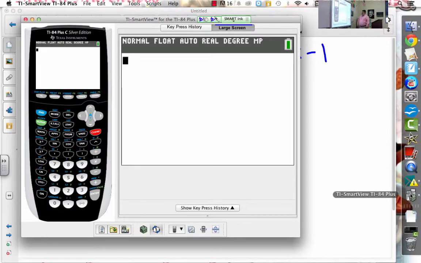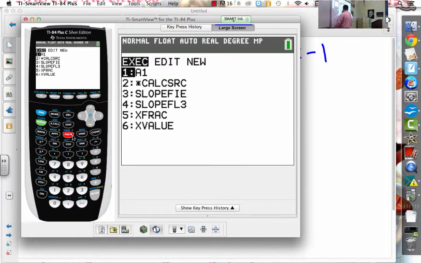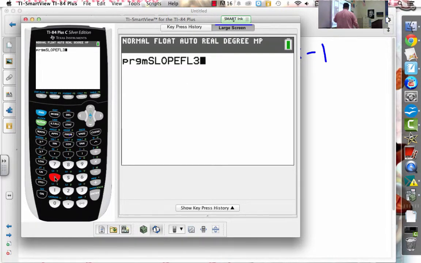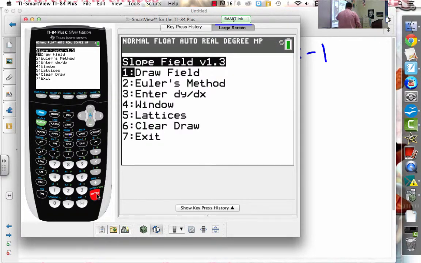Well, the way that we do that with the calculator is you have to have that program. Now I've downloaded the program and installed it in my computer, and it's called Slope Field. I think it's option number 4. Let me make sure. Alright, so once I run the program, and this is a short program, you can program it into your computer or your calculator if you want to.